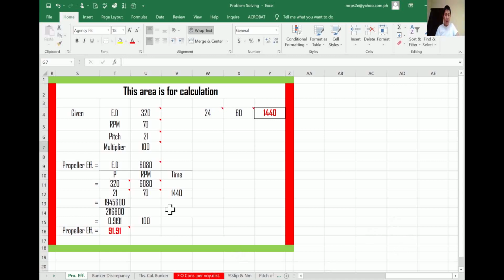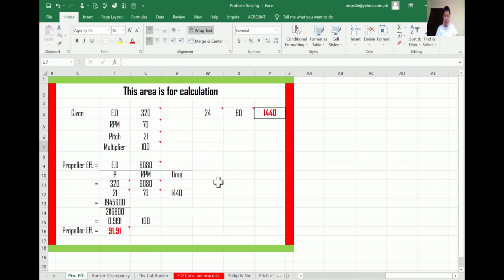So we have here the given data. Engine distance 320 miles per day. RPM or revolution per minute 70 revolutions per minute, pitch 21 feet. So time is not included, but this you have to multiply. You have to use this one later.